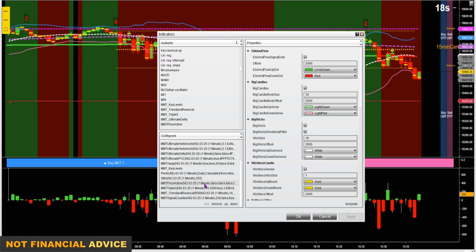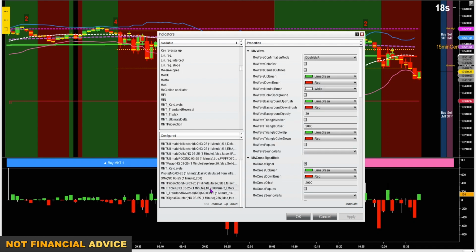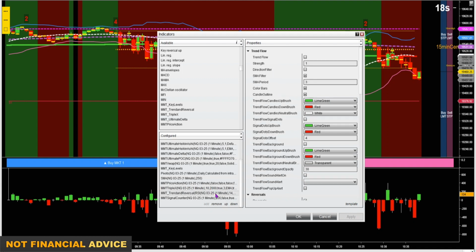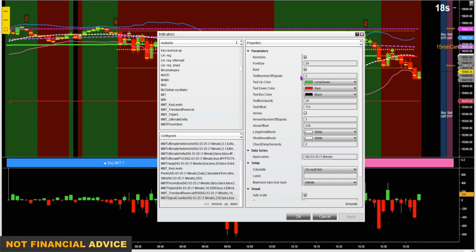So I've got the price action signals on here. Same settings as I used in the video on the recent settings on the price action indicator that I made a couple days ago. Got the XXX on here, default settings with all the signals activated. And then I've got the trend and reversal on here with the RSI as an input. And then I've got the signal counter with the number of signals at 2. Could bump that up to 3, but I don't have that many signals that it's monitoring on this chart, so I'm leaving it as a 2.